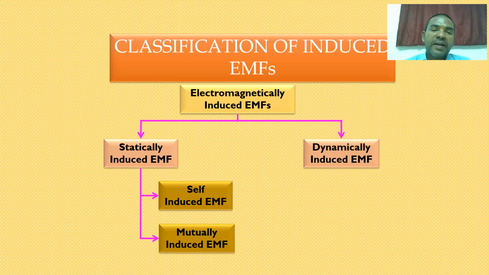The electromagnetically induced EMFs are divided into two categories: statically induced EMFs and dynamically induced EMFs. What is a statically induced EMF? The name itself says it is static; the device must be static. If you get any induced EMFs in such devices, those are statically induced EMFs. These are again subcategorized into self-induced EMFs and mutually induced EMFs.